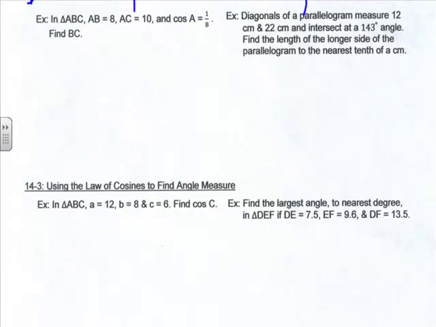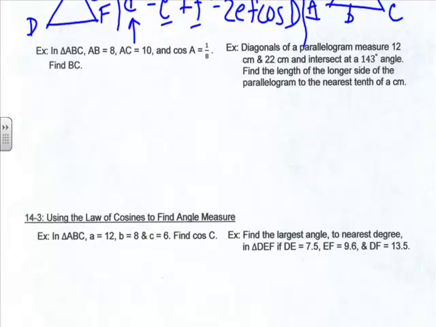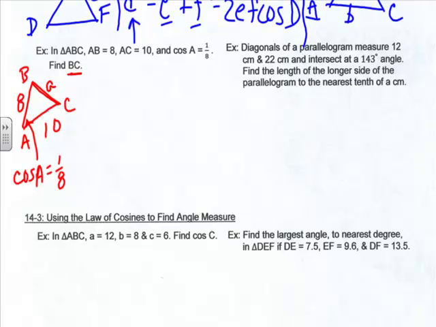Okay, so let's do a couple problems. Triangle ABC, AB is 8, AC is 10, and cos A is 1/8. Find BC. I would suggest that drawing pictures is very helpful when we work with this equation. So I'm going to go ahead and draw A, B, C. I'm told that AB is equal to 8, and AC is equal to 10, and I don't know what A is, but they're telling me that the cosine of A is 1/8. My job is to figure out the length of BC. BC is this side right here, but I'm going to label that little a.